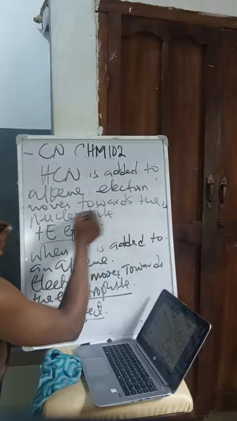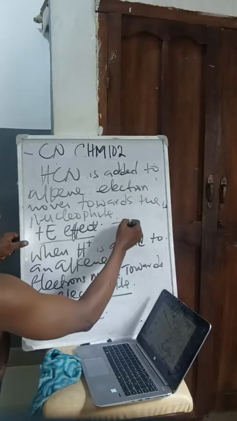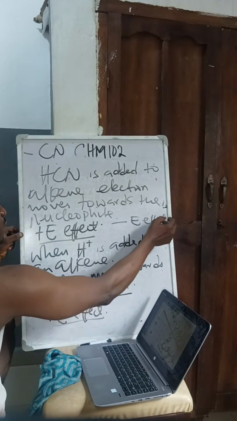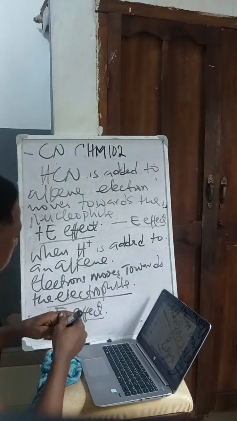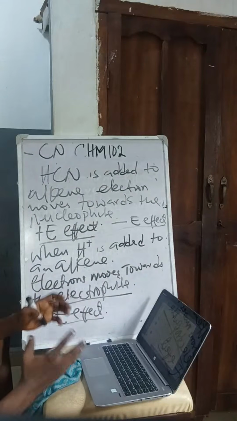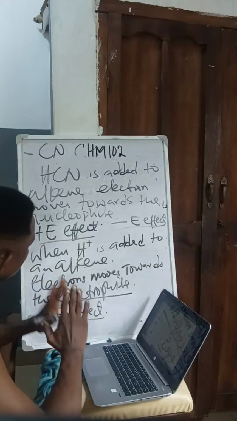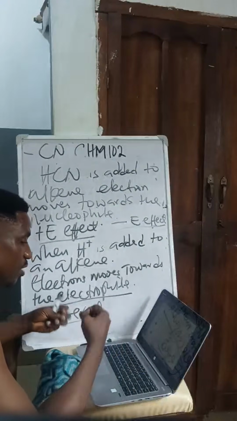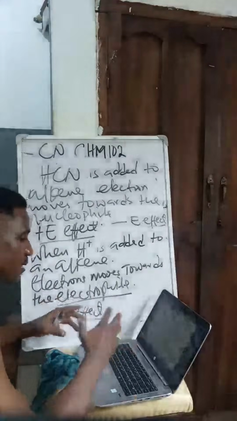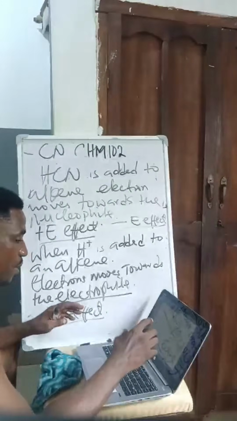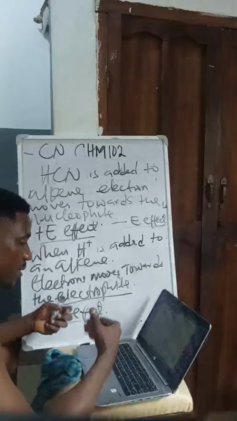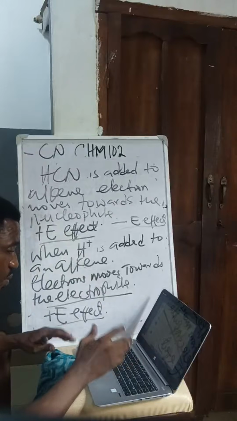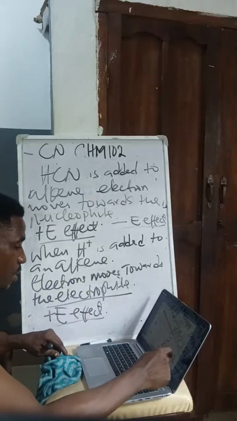So as it moves towards the nucleophile, we say that it is negative electromeric effect. This is how you need to understand them individually. If they want to ask a question, they will say the electromeric effect is observed in dash. Answer: unsaturated compound. I say again, electromeric effect is observed in what? The answer is unsaturated compound.